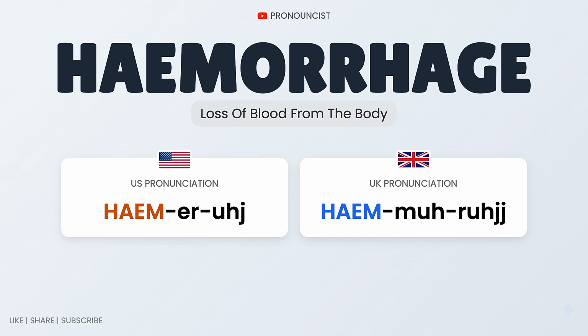Now, read the syllables of British pronunciation shown on the screen naturally. Hem, rouge, hemorrhage. Hem, rouge, hemorrhage. In the US, stress HAEM.